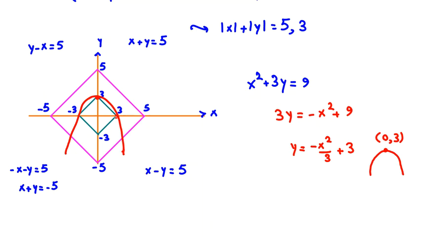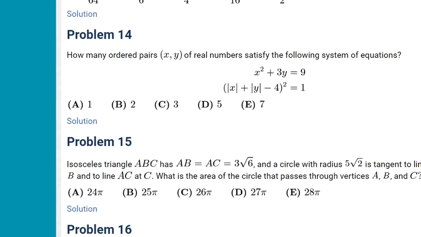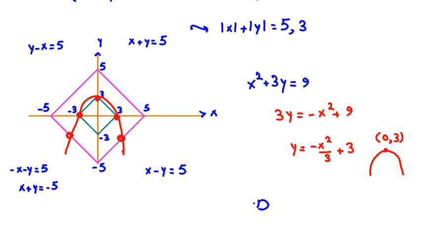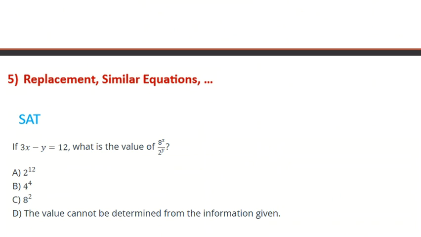So how many points are there that satisfy? 1, 2, 3, 4, 5. So the answer is which choice? The answer is choice D, 5. Here. So we can write choice D as an answer. Okay. Let's see how many ideas are left here.